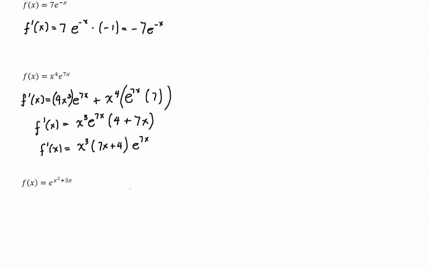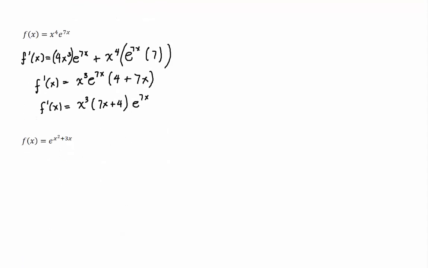All right, let's do one more. So for example here, the derivative of this function is just one exponential, e to a polynomial. So what you do, you copy that exponential, and then you multiply times the derivative of the exponent by chain rule. Derivative of the exponent is going to be 2x plus 3. And that gives you your derivative.